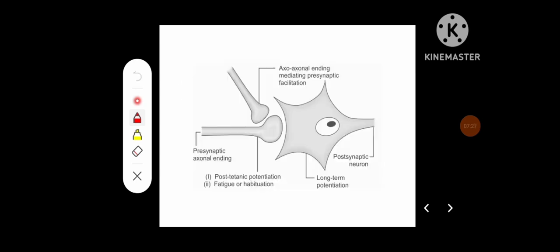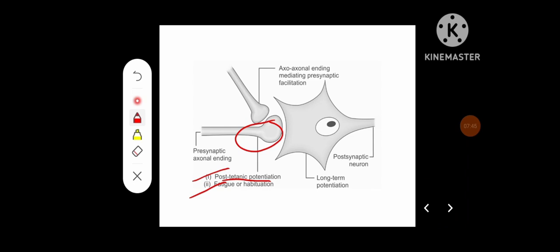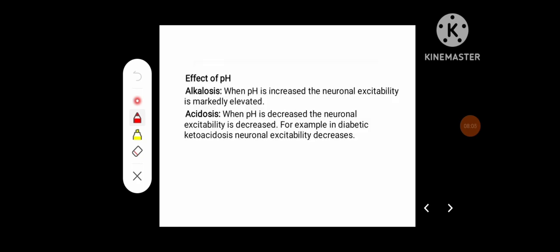So this diagram shows the site of the post-tetanic potentiation, and the fatigue or habituation, which occurs mainly in the presynaptic membrane, where with the post-tetanic potentiation there will be increase in the calcium levels. And sensitization occurs because of the presynaptic facilitation, whereas long-term potentiation occurs because of the increase in the calcium levels, whereas long-term depression occurs because of the slow release of calcium or low levels of calcium in the postsynaptic membrane.